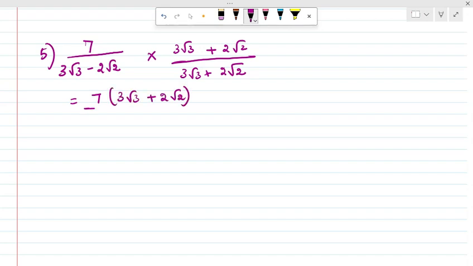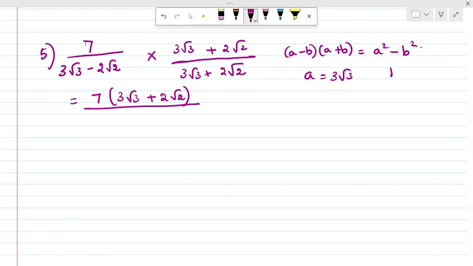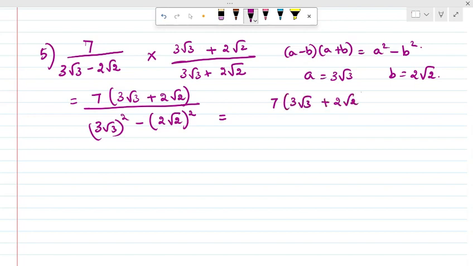It will not change. Now down, again it is looking like a minus b into a plus b, which is equal to a square minus b square. Here a equal to 3 root 3 and b equal to 2 root 2. So, a square minus b square is 3 root 3 the whole square minus 2 root 2 the whole square. So, the numerator will be as it is, 7 into 3 root 3 plus 2 root 2, divided by 3 root 3 whole square.